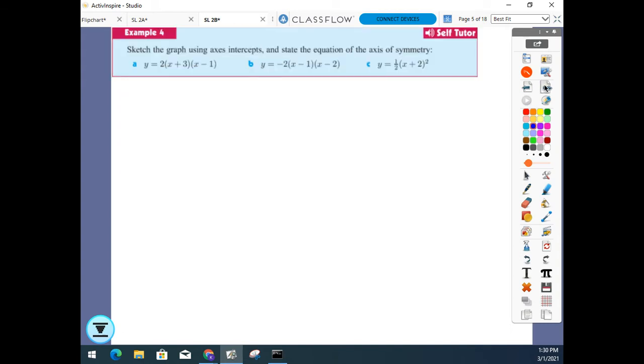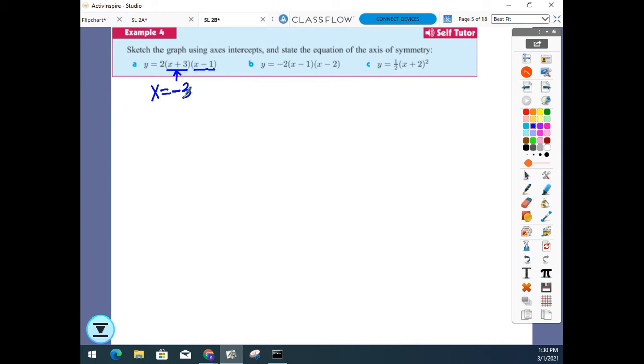Okay, so now we're going to look at each of the different types of equations that you could get. So if you see the x's, that means you can see the intercepts. All right, so I would start with finding the roots. They're the values of x that make the whole thing equal 0. So what makes x plus 3 equal 0 is when x is negative 3.